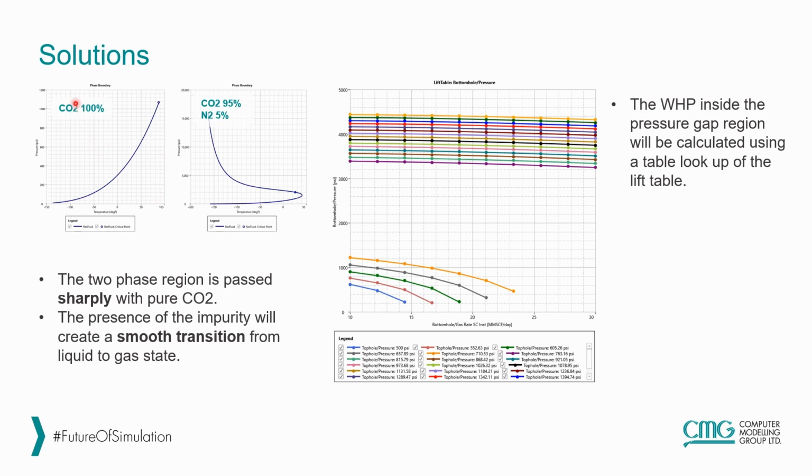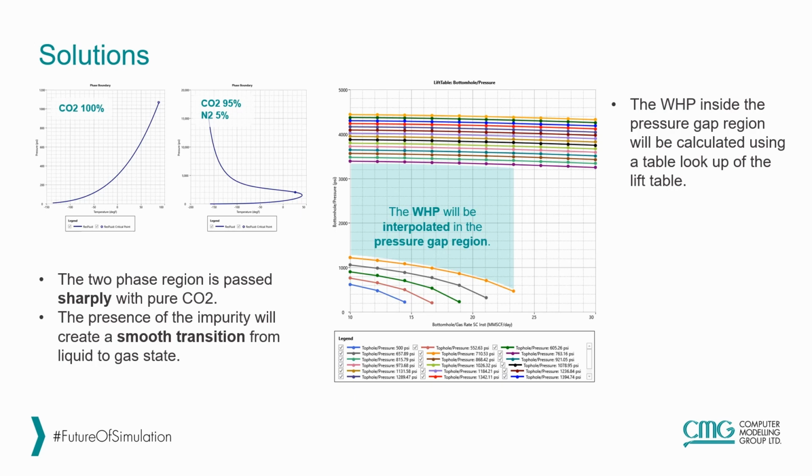How are these approaches actually helping? When we have pure CO2, we have a saturation line and the phase transition is abrupt. But when we are adding an impurity such as nitrogen, we are creating a two-phase region, and a smooth transition from liquid to gas or gas to liquid is happening, and that is why we don't see the pressure gap anymore. And with the lift table approach, what we do is that in the pressure gap region we are interpolating, and this interpolation is not going to introduce a huge error, as the injection pressure interval that we are interpolating in is very small.